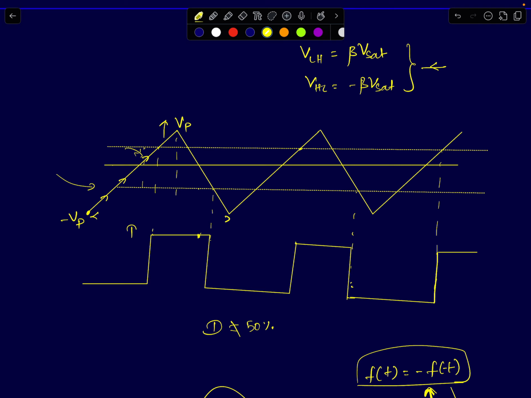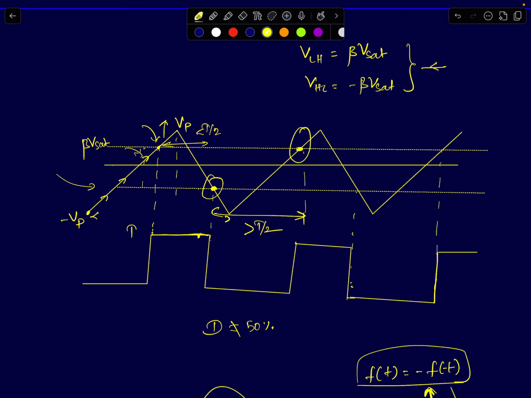What you should expect is that at this point, when your input reaches plus beta V sat, your output will go to plus V sat. It will remain at plus V sat till the input goes lower than minus beta V sat. Now if you make a quick observation, this duration, the point where the waveform goes from plus beta V sat to minus beta V sat, will be less than T/2. And from minus beta V sat to plus beta V sat, from this point to this point, this duration will be greater than T/2 seconds.